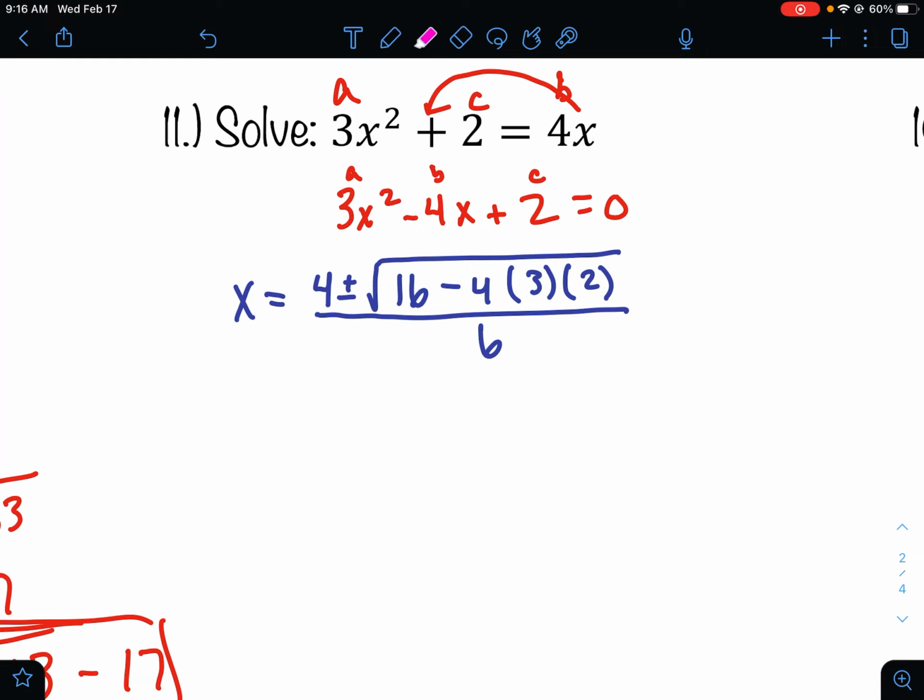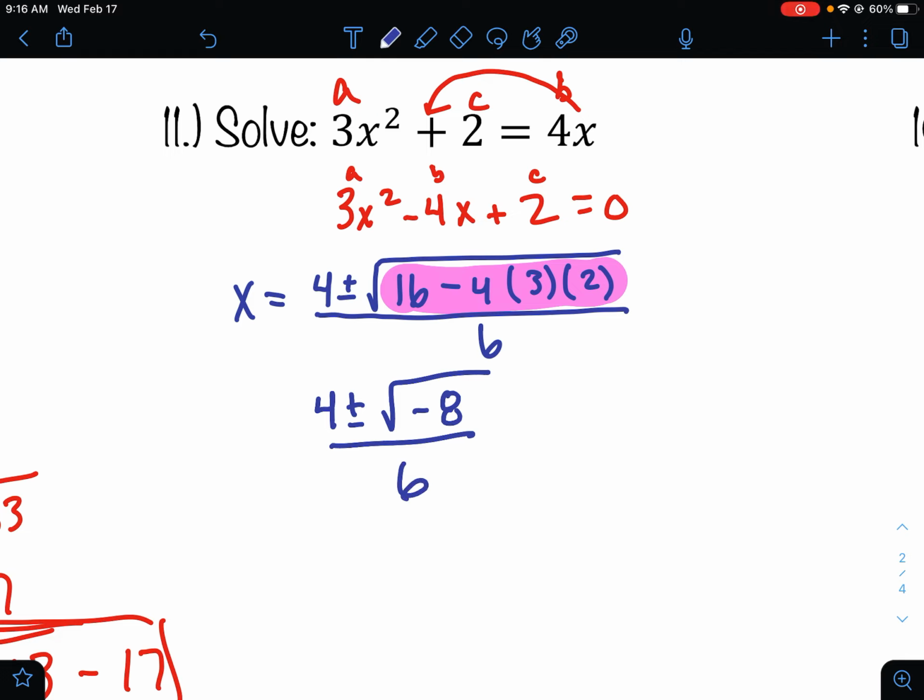Now, again, first order of business is to do the discriminant. 16 minus 4 times 3 times 2. You can do that all on your calculator. You can put it straight in as it is. 16 minus 4 times 3 times 2. That is going to be negative 8, I think. Negative 8. So I get 4 plus or minus the square root of negative 8 over 6.